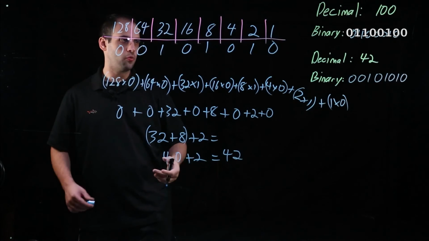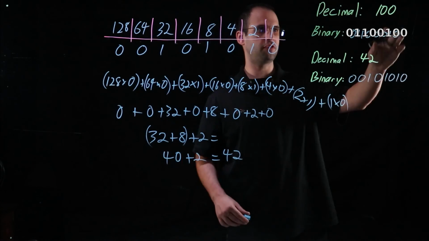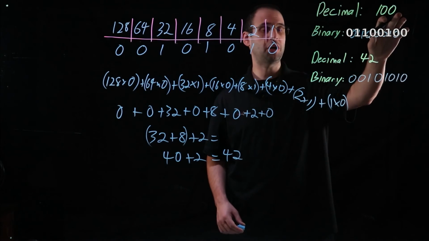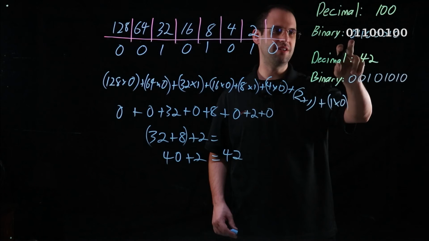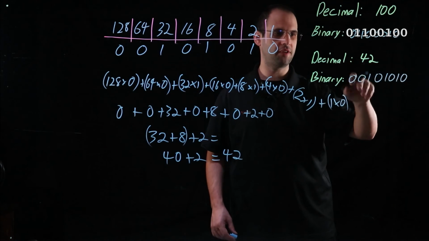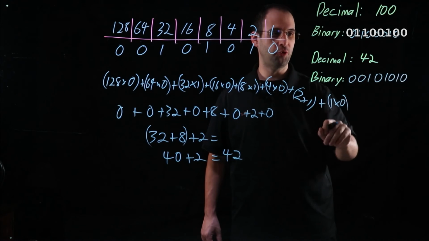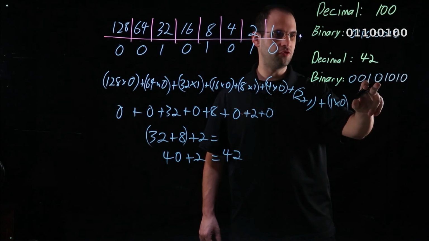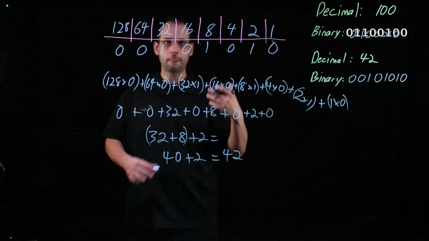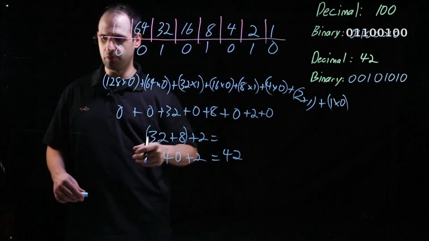My final conclusion here is that the decimal number 100 in binary is 01100100. Hope I got that right. And then, of course, my number 42 is 00101010 in binary. So there is your first set of problems.